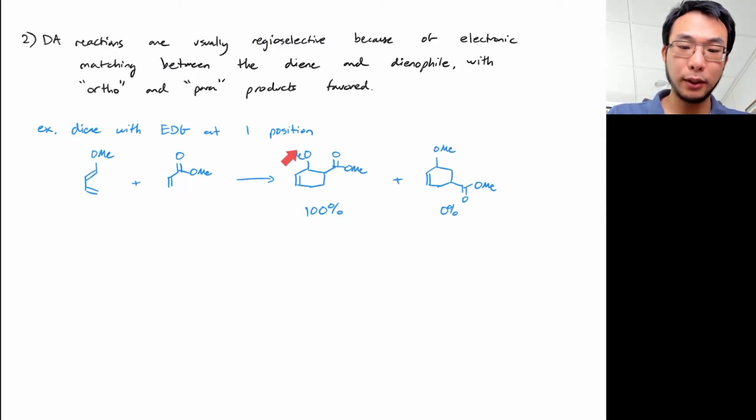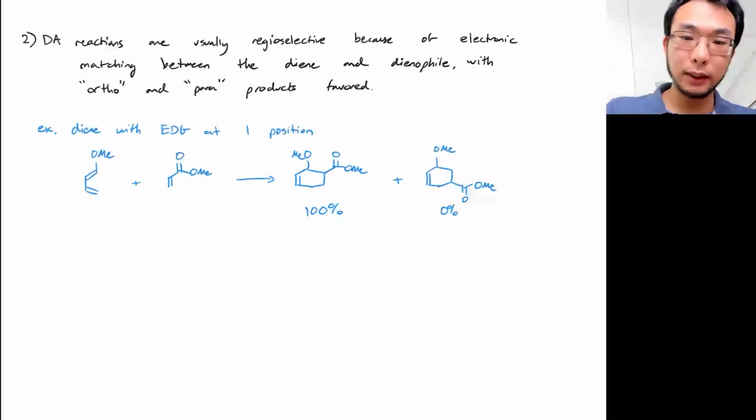And so as drawn, you get to this product. And if you flip the dienophile over vertically, so the ester is drawn on the bottom, then you get to this product here. And so in this reaction, that gives you the ortho relationship here, or the meta relationship. And as the general pattern is, we favor ortho.